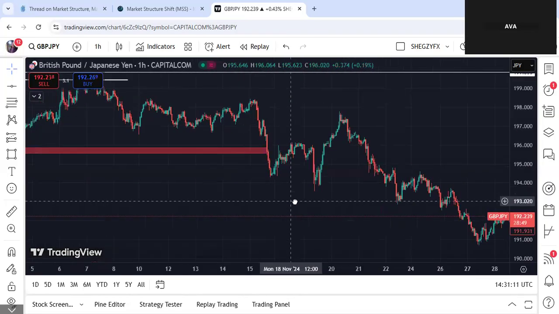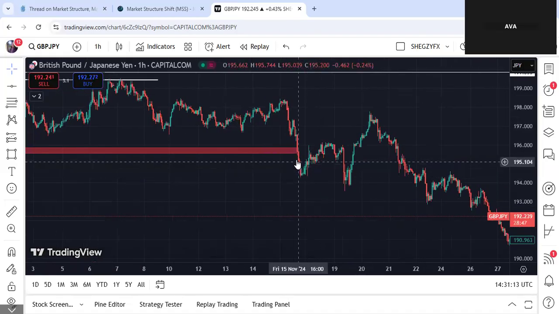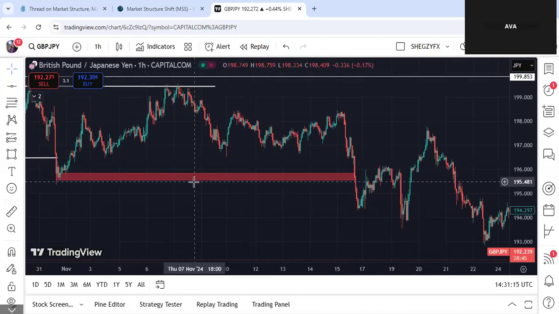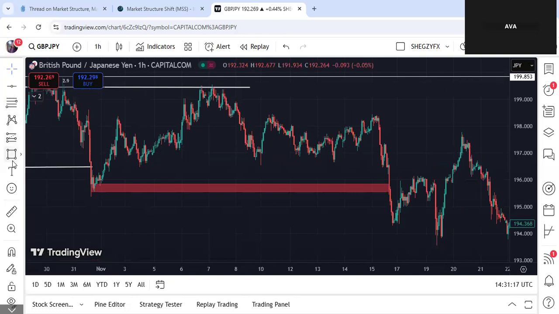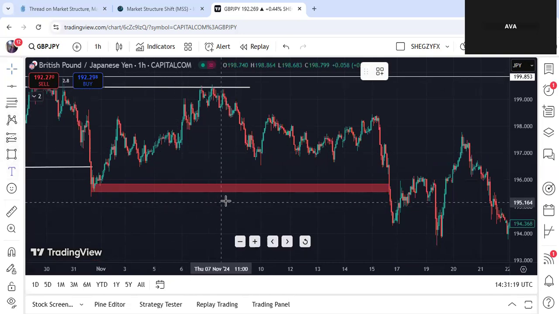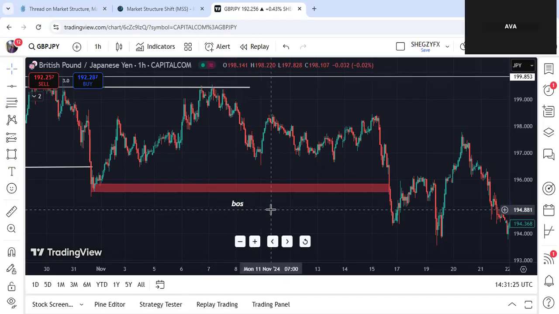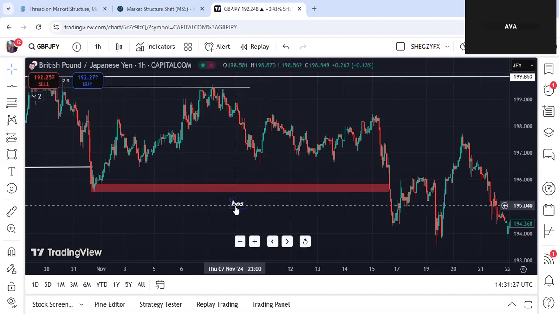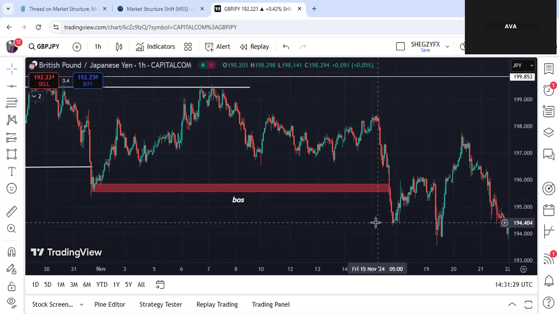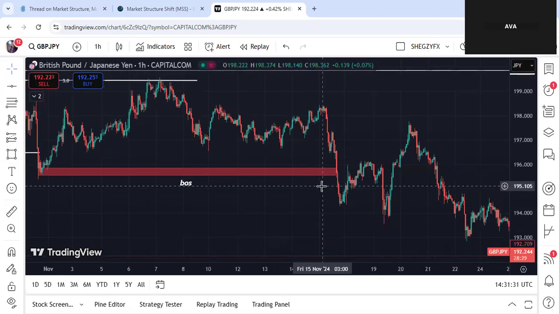So you can see this place now. It broke our low. This is our previous low, right? So we call it a BOS, that is break of structure. And break of structure means the downtrend still continues.